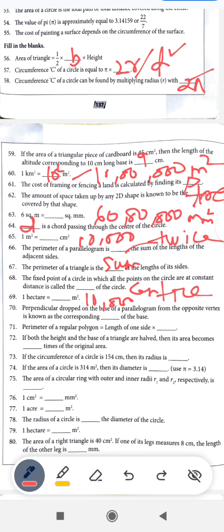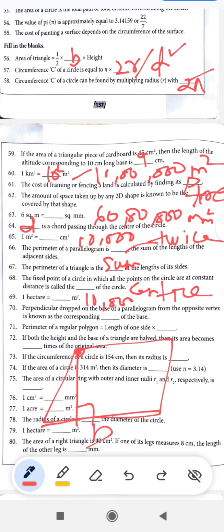Now let's go to the next part. Perpendicular dropped on the base of a parallelogram from the opposite vertex is known as the corresponding dash of the base. So this is a parallelogram, and this is the base. For this base, which one is the opposite vertex? This one. So the perpendicular drawn from here is known as the altitude, or the height. Corresponding height or altitude, you can write anything. So let me write here height.